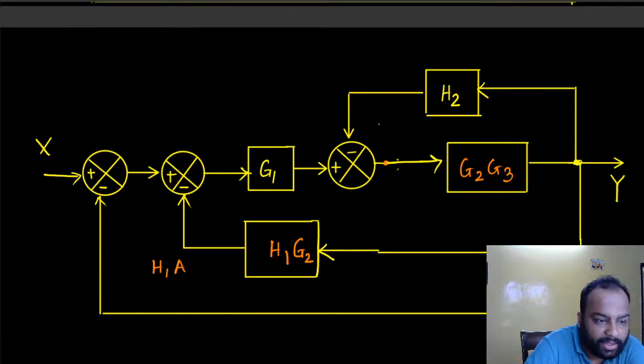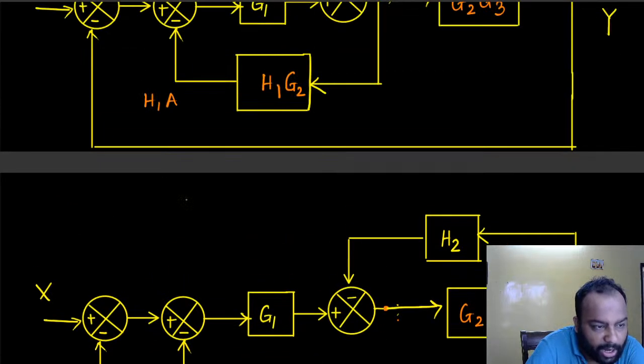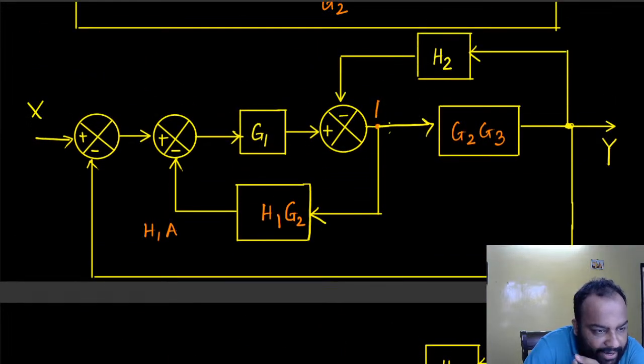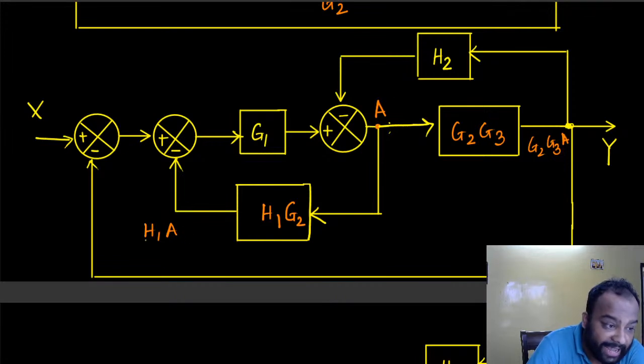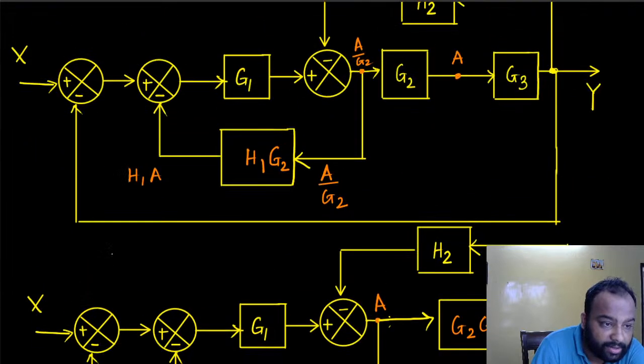Now, once again, consider the signal that appears here to be A, or rather in this figure. So now we are figuring out an equivalence between these two, right? Considering the signal that appeared here to be A, now imagine that, then what would be the signal here? That would be G2, G3A, right? And what would be the output here? H1A, obviously. Sorry. Now, if this is A, then output would be H1, G2A. Try to understand.